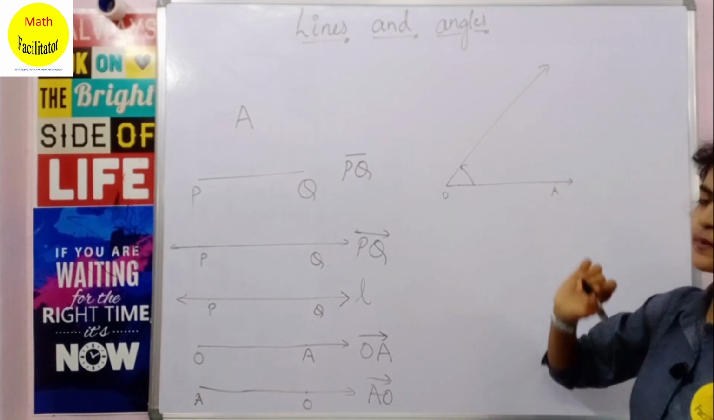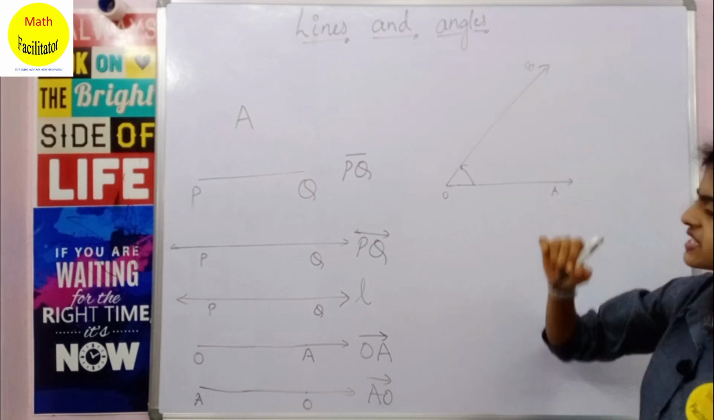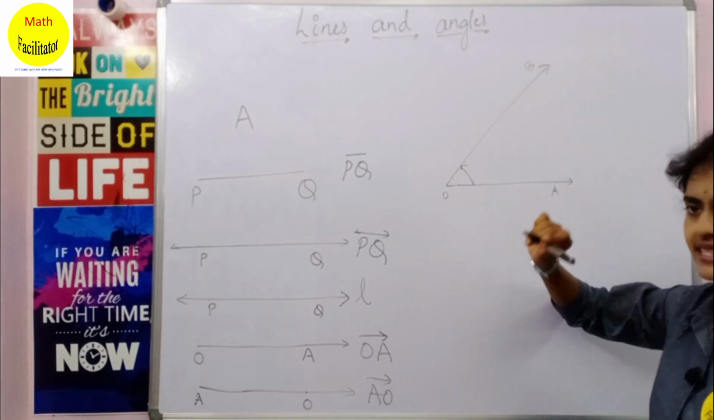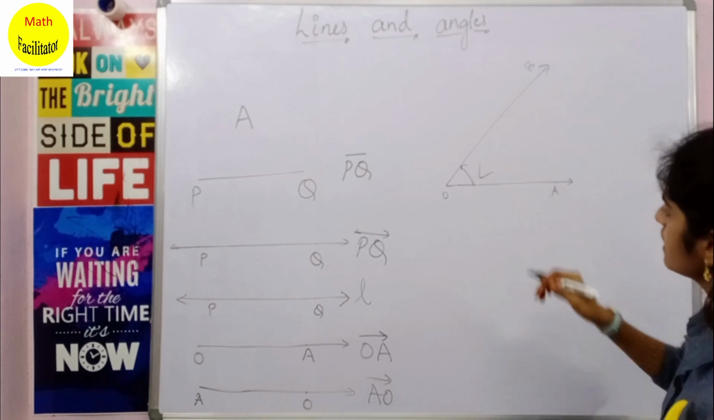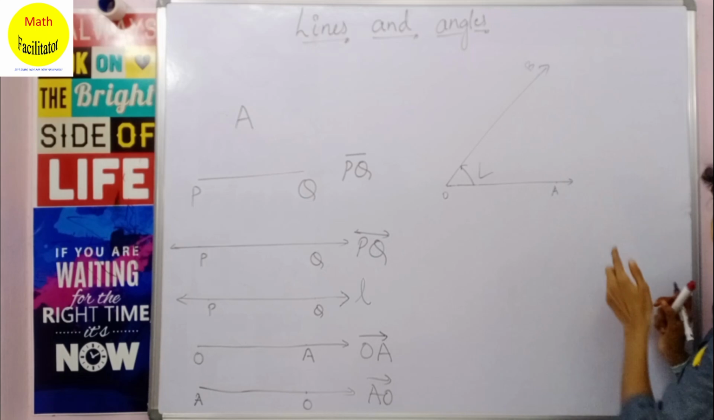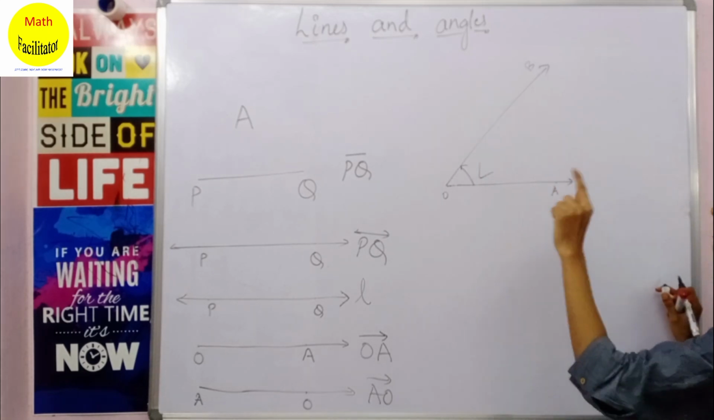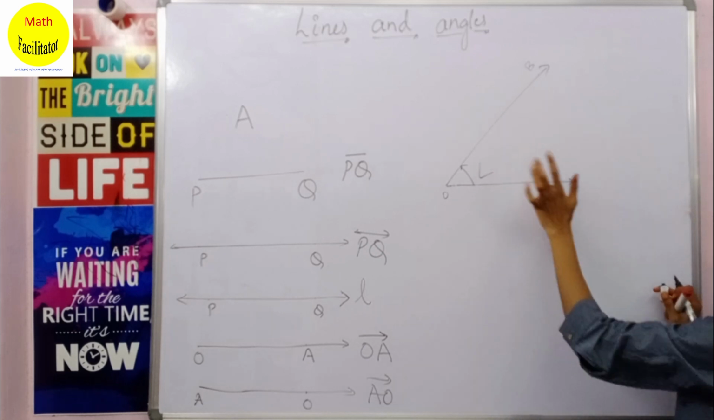Now how do you represent an angle? Suppose this is ray OB, and this is the final position of this ray. So how do you represent it? This is nothing but an angle. Now this angle is in between these 3 points A, O, B. It is between these two rays OA and OB. So we will use all these 3 points to represent the angle.